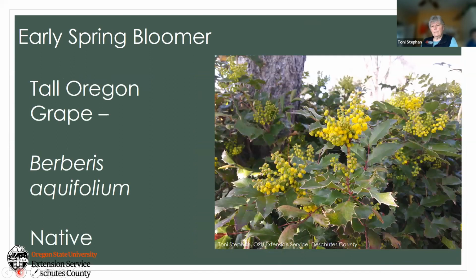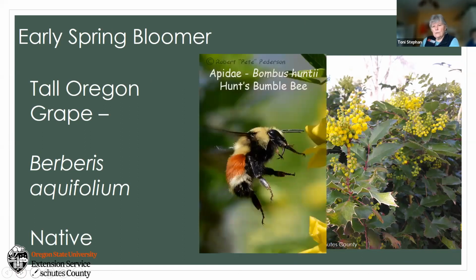Tall Oregon grape is another one of the early spring bloomers. This attracts all kinds of bees, but especially I know that it is really attractive to bumblebees. So here's a Huntii bumblebee. I know this is Huntii by the color pattern on its belly. Look, and you'll be able to tell this too.